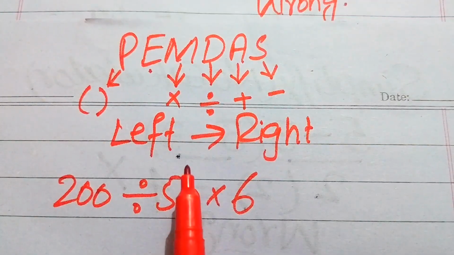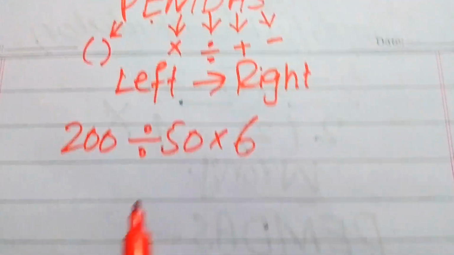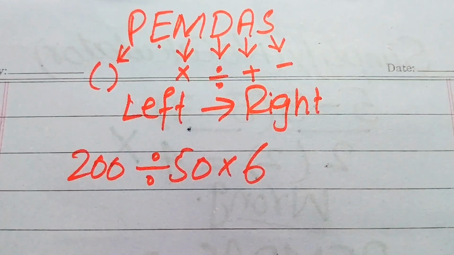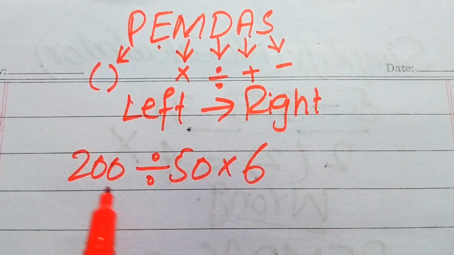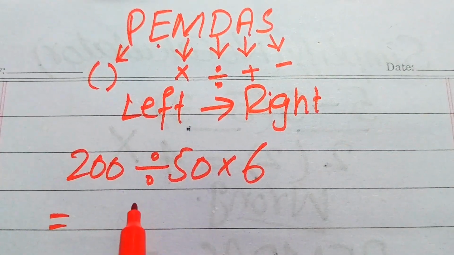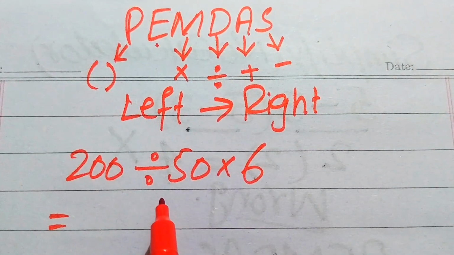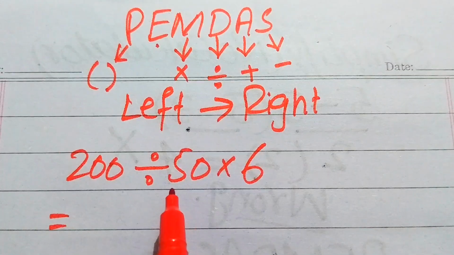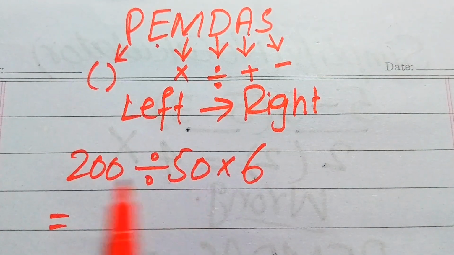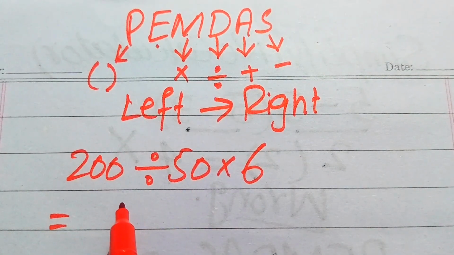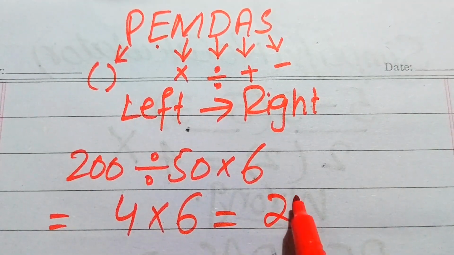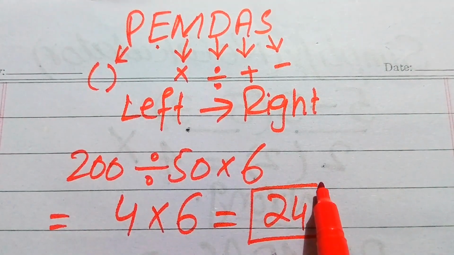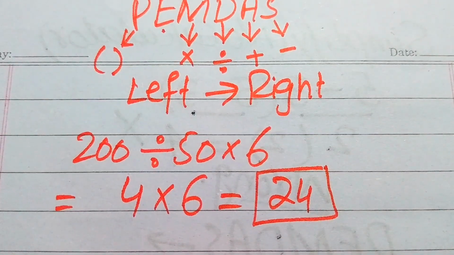Now multiply and divide have the same priority, so we first solve this, and it cannot affect our final answer. So we just do these two values: 200 divided by 50 becomes 4, and it is multiplied by 6, and the final answer becomes 24. So this is the correct way to solve this problem.